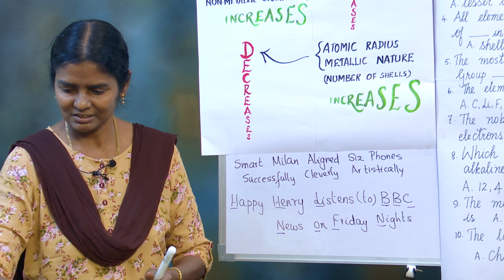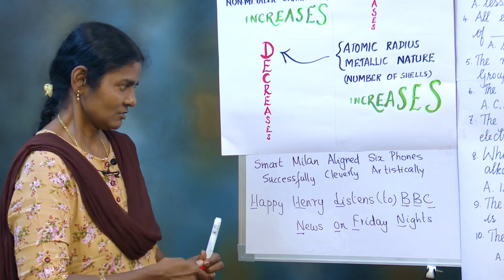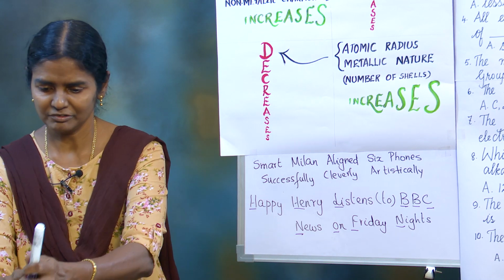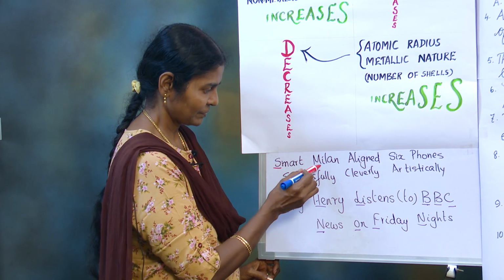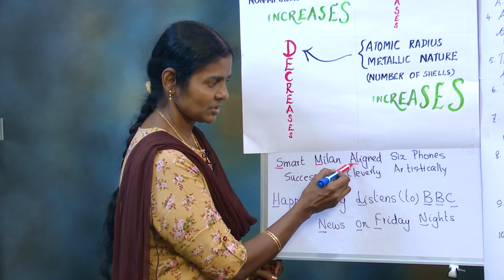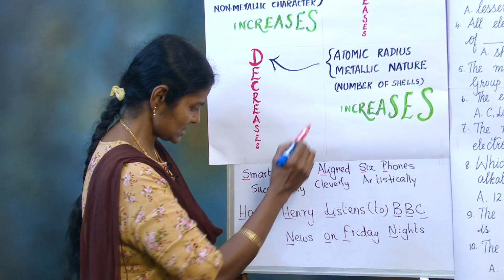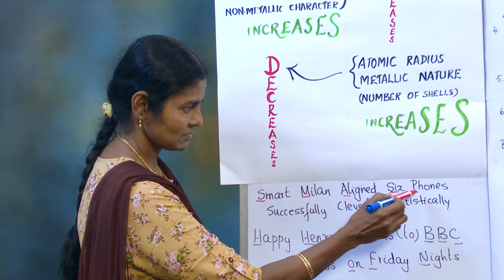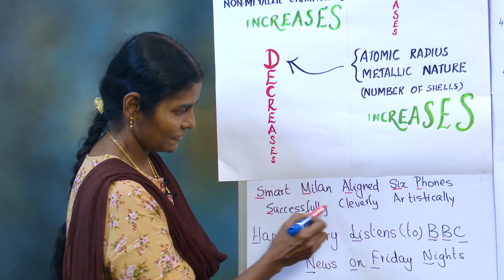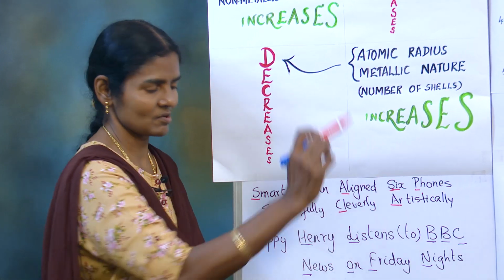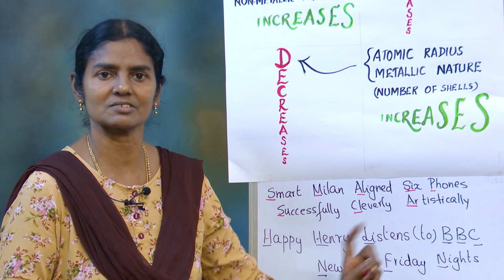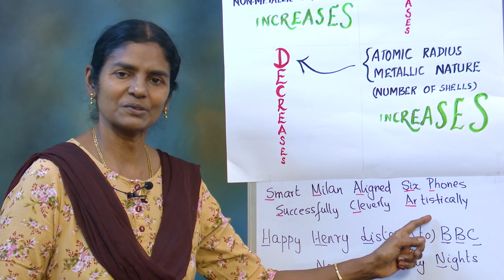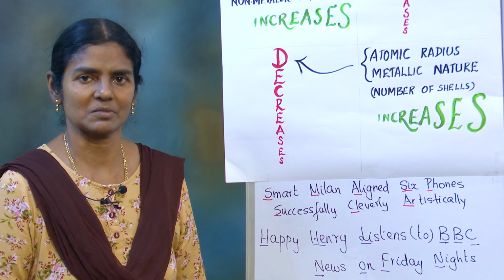Now let's check what all are there. The first letters: sodium, magnesium, aluminium, silicon, phosphorus, sulfur, chlorine and argon. Finished. So 1, 2, 3, 4, 5, 6, 7, 8. Finished. So you have up to 18. It is so easy to remember.